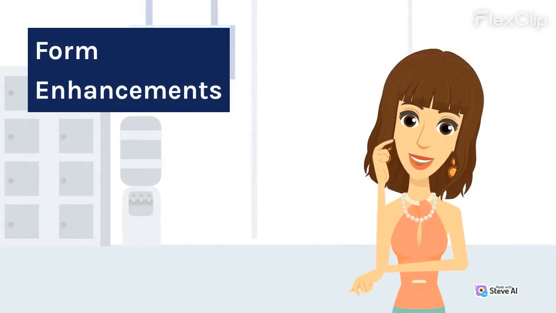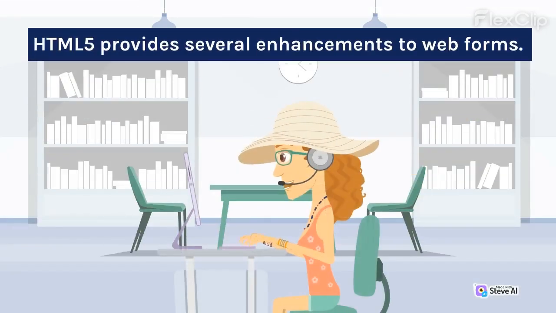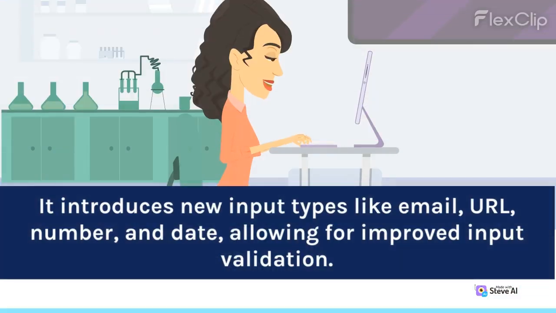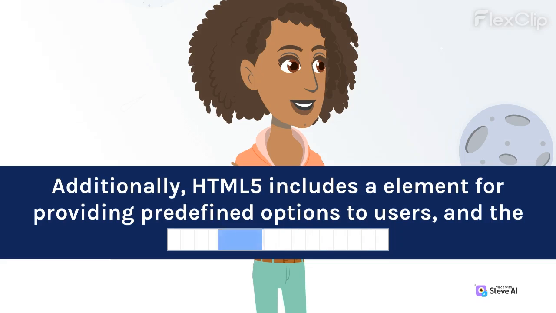Form enhancements. HTML5 provides several enhancements to web forms. It introduces new input types like email, URL, number, and date, allowing for improved input validation. Additionally, HTML5 includes a <datalist> element for providing predefined options to users, and the <progress> and <meter> elements to display progress bars and meters dynamically.